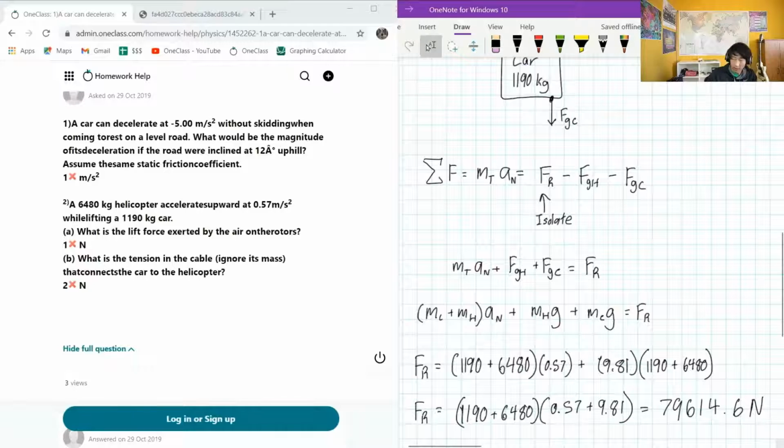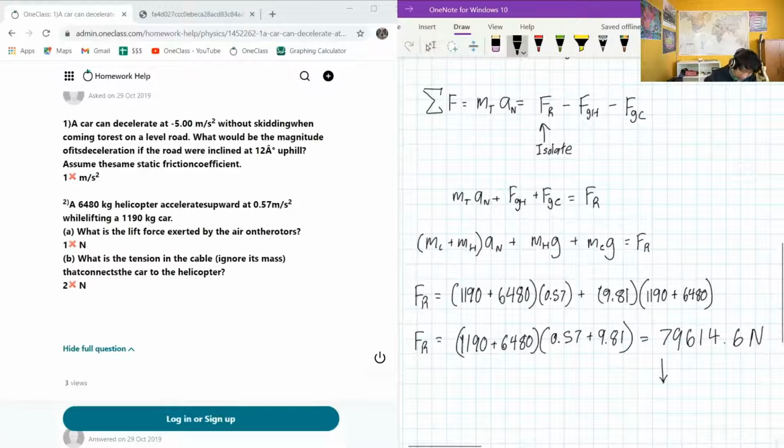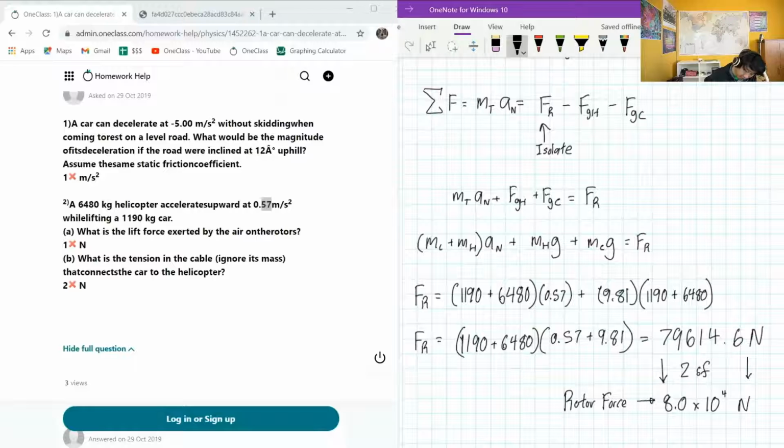and this force is going to be 79614.6 newtons. To get this into significant figures, we were given two significant figures, so with 2 SF, we have 8.0 times 10 to the 4 newtons. This is the rotor force of a helicopter. Okay, pretty cool.